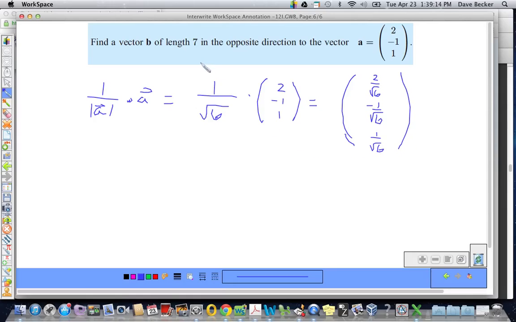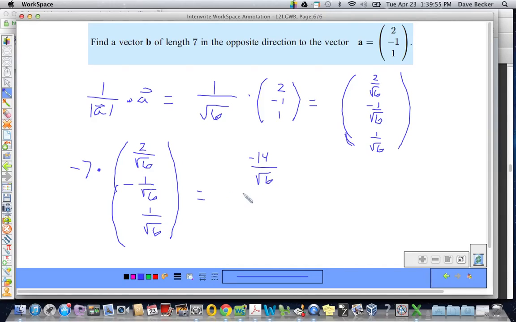Okay? And so this has a magnitude of 1. To make it a length of 7 and in the opposite direction, I'm going to take negative 7 times, the negative makes it go in the opposite direction, 2 over root 6, negative 1 over root 6, and 1 over root 6. So what does that equal? Negative 7 times 2 is negative 14 over root 6. Negative 7 times a negative is a positive 7 over root 6. And then a negative 7 over root 6.